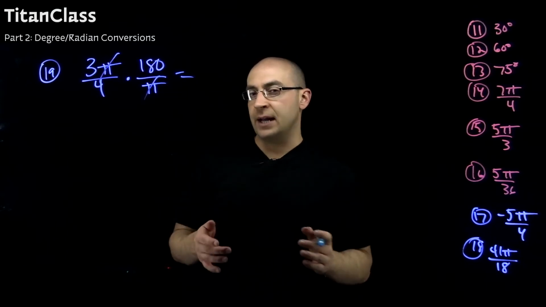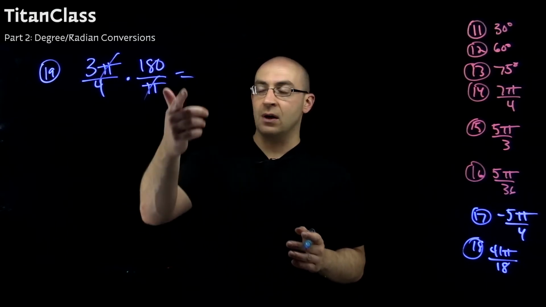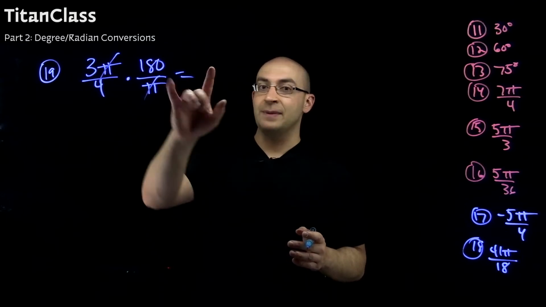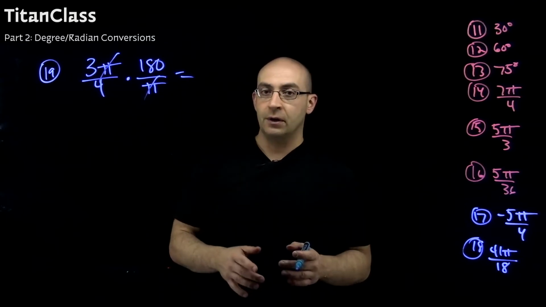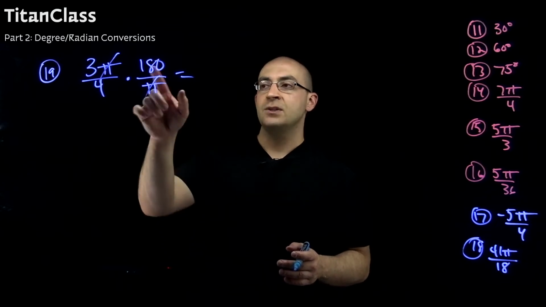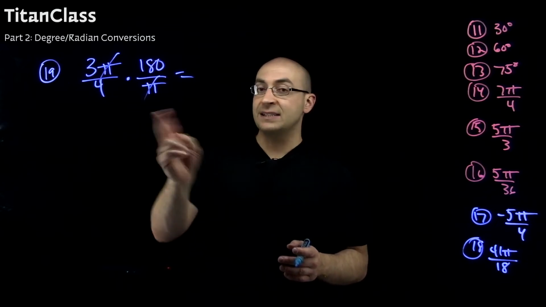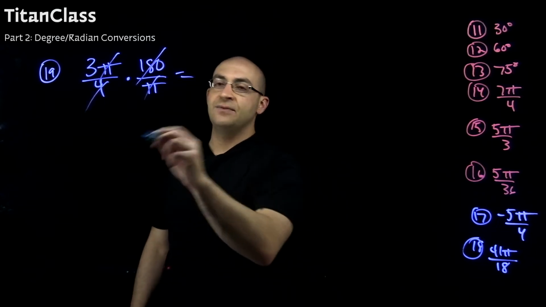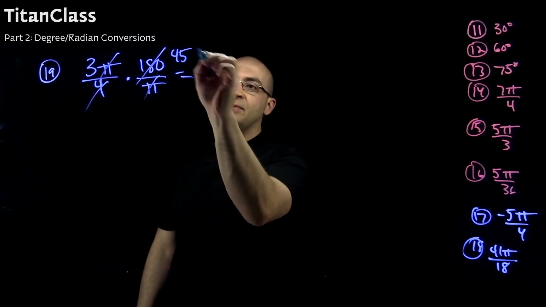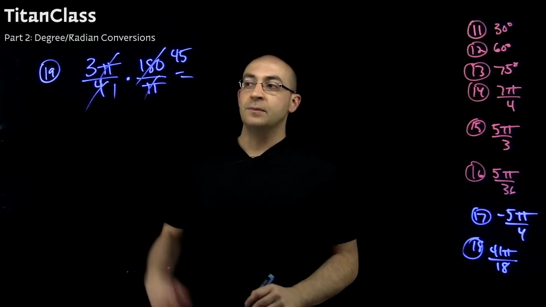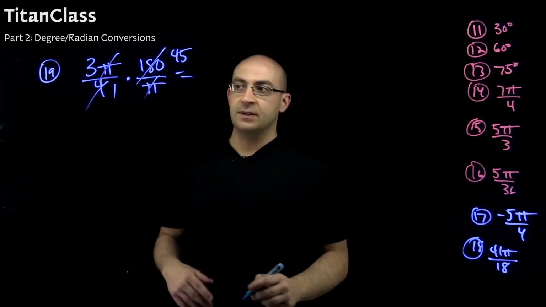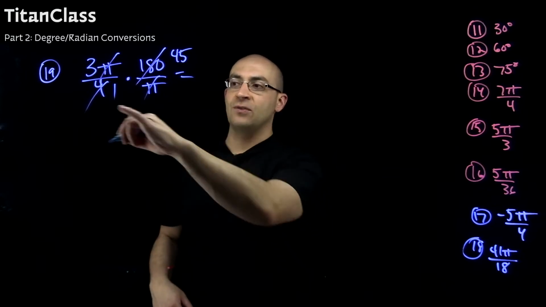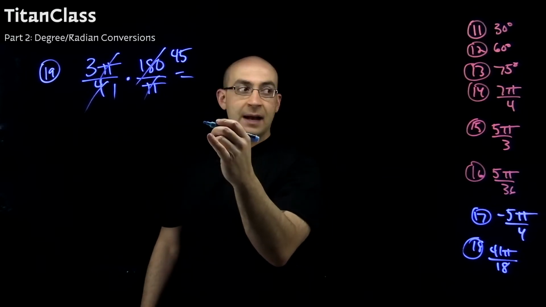Now I like to cross cancel here rather than multiply across, because you're going to get really big numbers that are going to be harder to simplify as fractions. So 180 over 4, that's a conversion you should know, again, because it's unit circle driven. If I simplify, it's going to be 45 over 1, right? Because 180 divided by 4 is 45. So now I've got 3 times 45 over 1, or just 3 times 45.